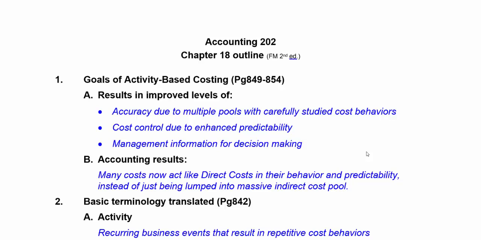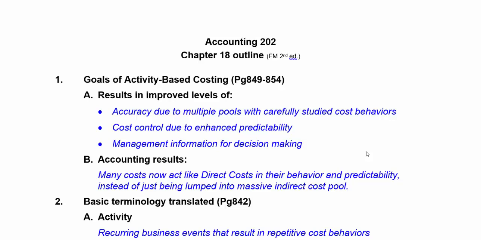Activity-based costing gives a company improved levels of accuracy, cost control, and better management information. The reason why is that accuracy is improved because carefully studied cost behaviors are grouped into multiple pools, and those pools are used to allocate overhead costs to production in a more measured way than a factory-wide overhead application rate.